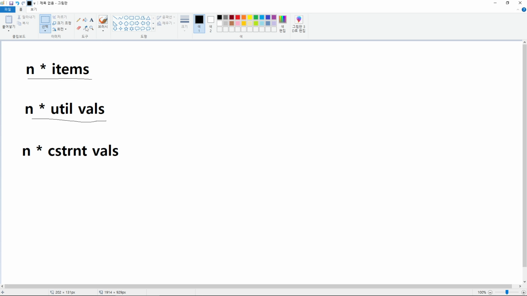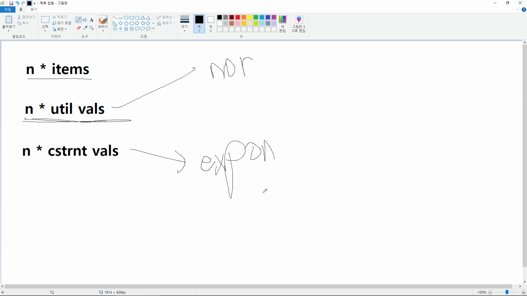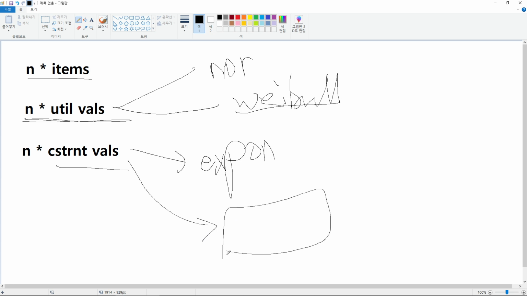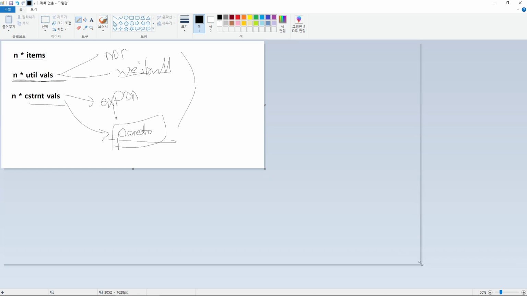However, next up, I wanted to find out what would happen if I sampled these separately from different distributions. For example, I could sample the utility values from a normal distribution, and then I could sample this from an exponential distribution, or I could sample utility values from the variable distribution, and then I could sample the constraint values from Pareto, and then see if what I found out today would still hold. But then I decided that that's also another video.